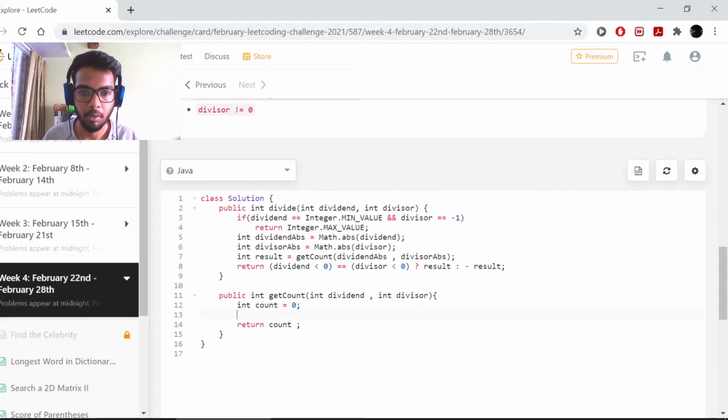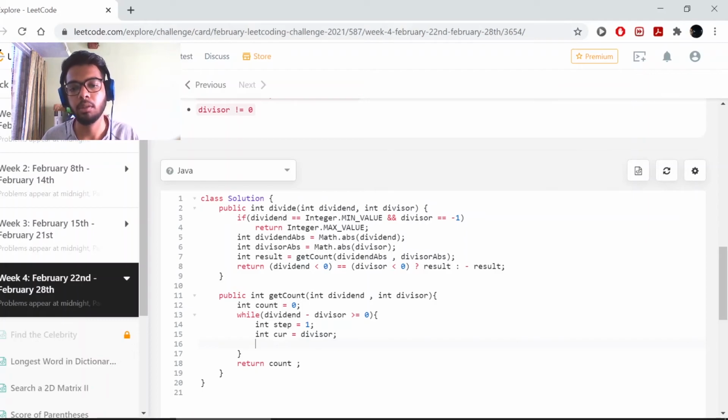Okay, now about the logic part. Do you remember what we did is we first check if the dividend minus divisor is greater than or equal to 0 or not. If it is, I'll create another variable. I'll call it step. I'll mark it 1 because we can take one divisor away from that dividend. Then I'll create a temp variable. I'll name it current equals my divisor, because I don't want my divisor being changed every time, because I'll be manipulating it soon.